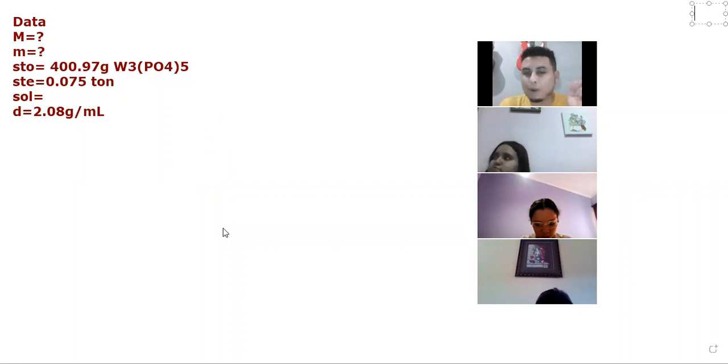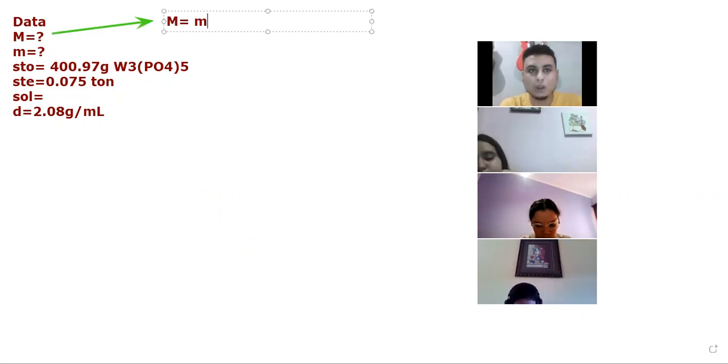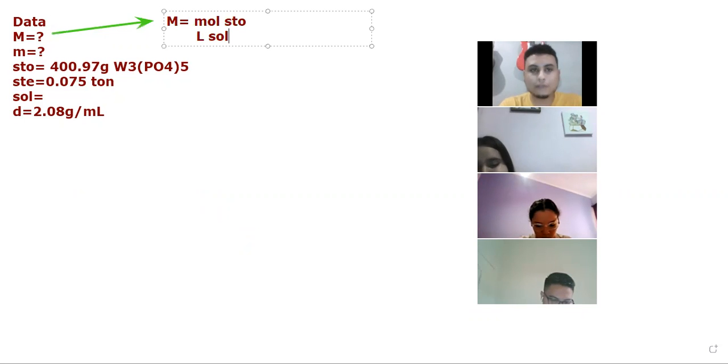First, step number one, identify the formulas. You have this formula: moles of solute over liters of solution. That is the first formula. Yes or no? Yes, right? It's the first formula, but it's not the only one.